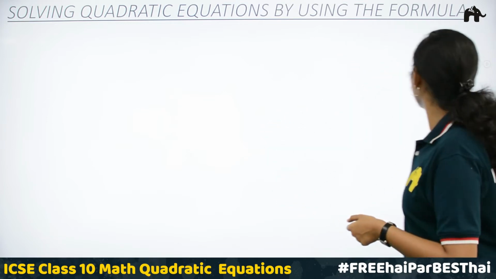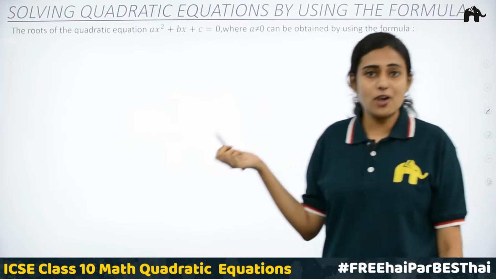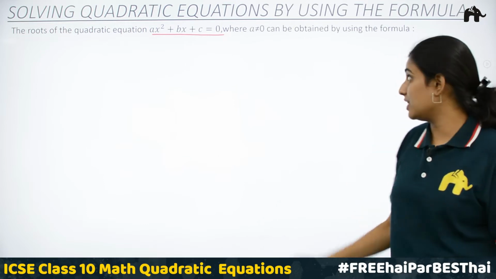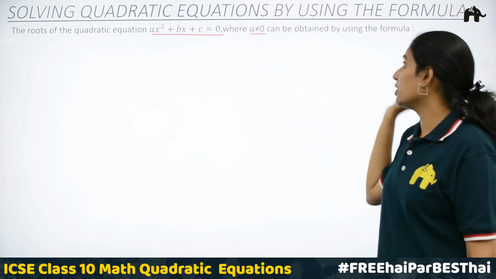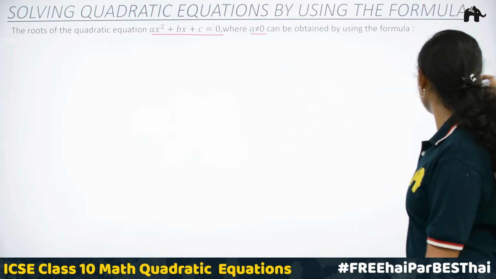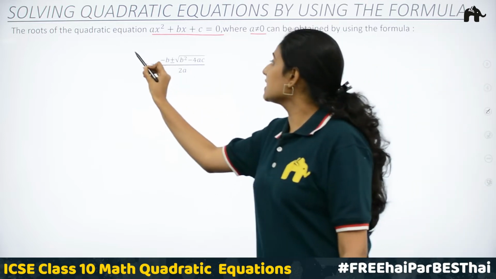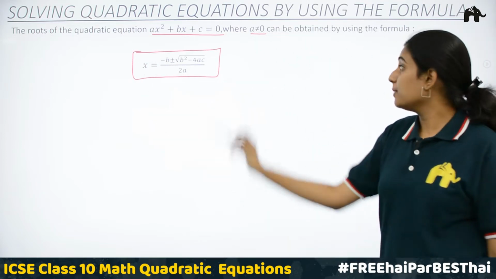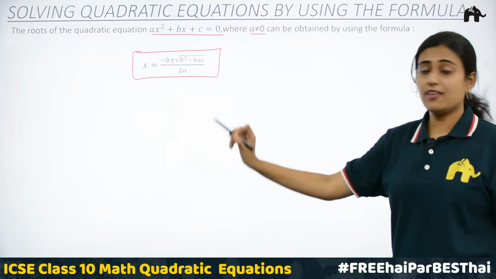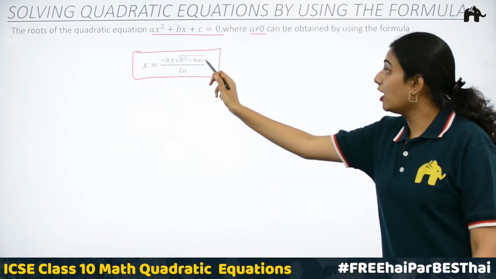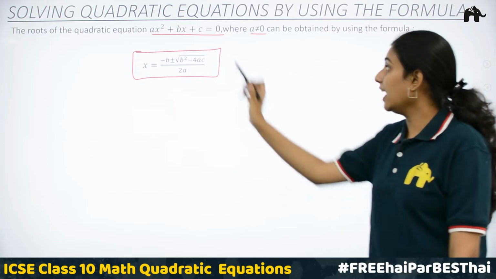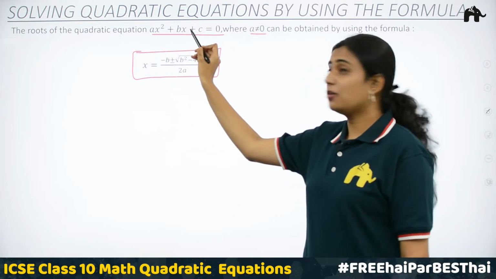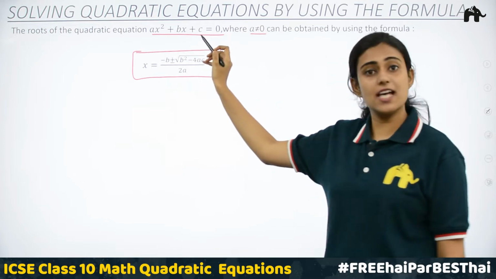Okay, let's see. The roots of a quadratic equation ax square plus bx plus c is equal to 0, where a not equal to 0, can be obtained by using the formula. Here we have the formula: x is equal to minus b plus or minus root of b square minus 4ac divided by 2a. We know what a, b and c are. A is the coefficient of the first term, b is the coefficient of the middle term, c is the constant.